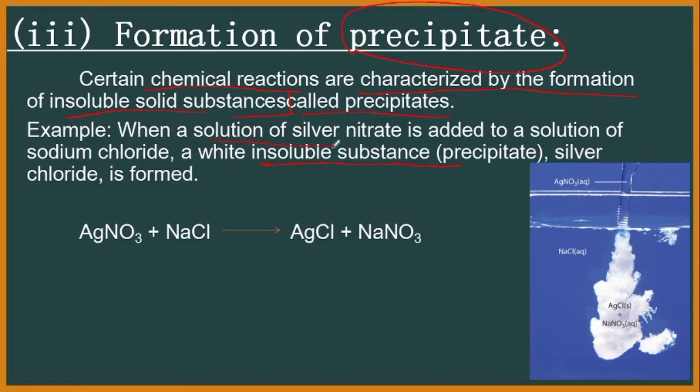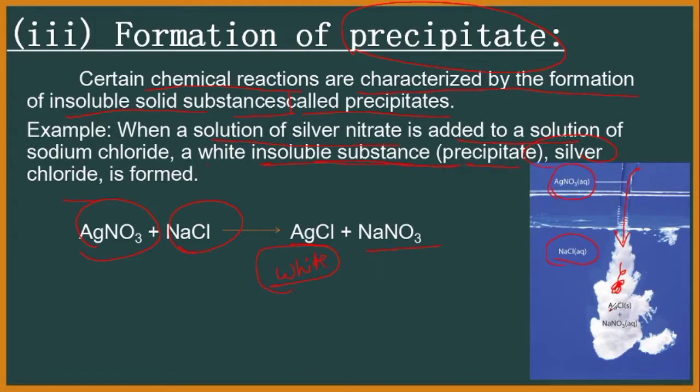Example, when a solution of silver nitrate is added to a solution of sodium chloride, a white insoluble substance, that is a precipitate of silver chloride, is formed. So here the white substance which is formed is silver chloride, and sodium nitrate is formed. Just look at this picture. We have sodium chloride in aqueous state, silver nitrate in aqueous state. Whenever we add silver nitrate to the sodium chloride, a white precipitate is formed.